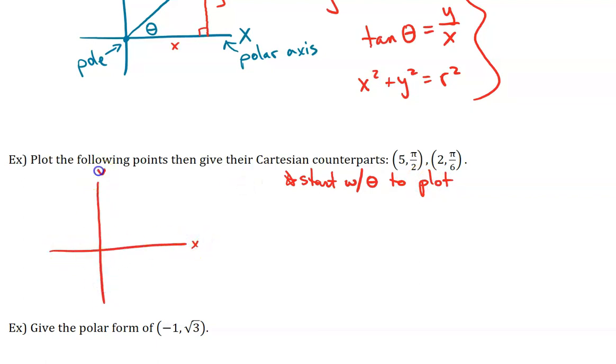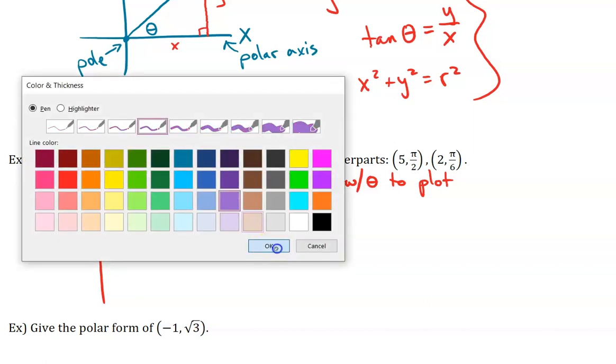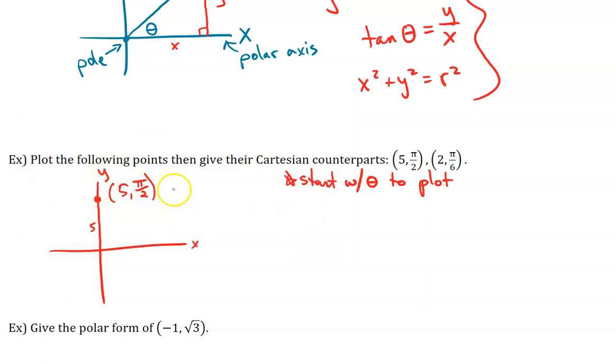So x-axis, y-axis. So this is the point 5 comma pi over 2. Well, pi over 2 is this much right here, so we are opening upward. And then if we go up 5 units, okay, then this is the point 5 comma pi over 2 in polar form, okay? And then we can go ahead and give the rectangular coordinates, because I think we know what that point is. That's the point 0, 5 in rectangular coordinates, okay? Because it's just straight up the y-axis.